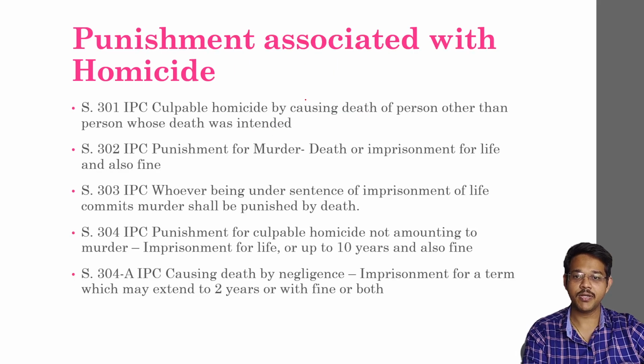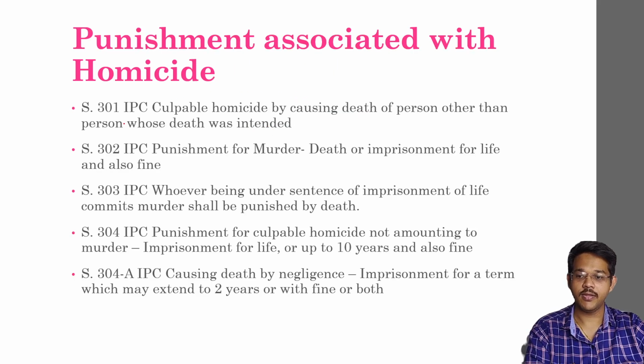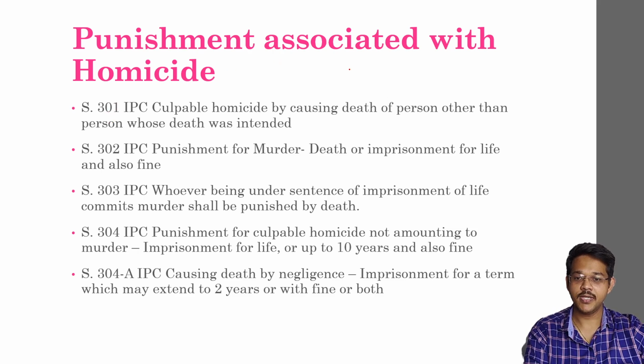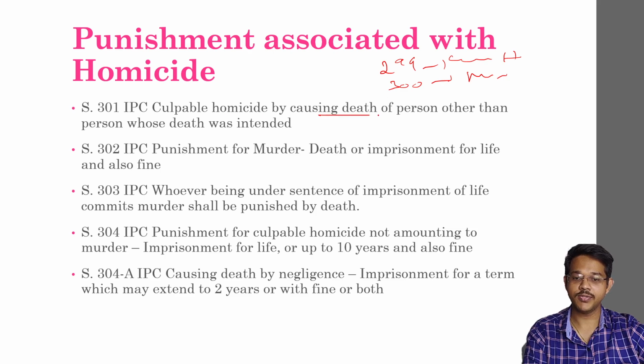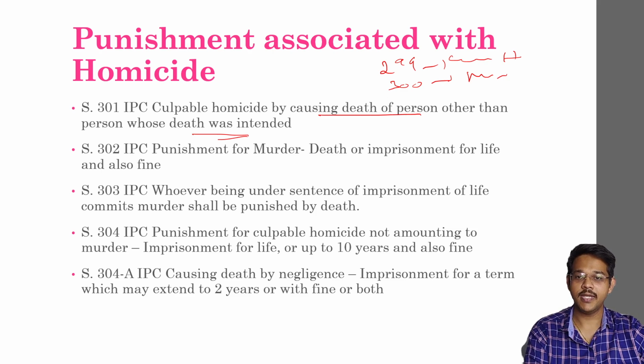Now coming to the punishment associated with homicide, it starts with 301 IPC. 299 IPC deals with the definition of culpable homicide. 300 IPC deals with the definition of murder. So 301 IPC starts the punishments of homicides. 301 IPC is culpable homicide causing the death of a person other than the person who was intended. So here the person tries to injure one person, but by accident one more person was injured. 302 IPC is the punishment for murder, here death or imprisonment for life.